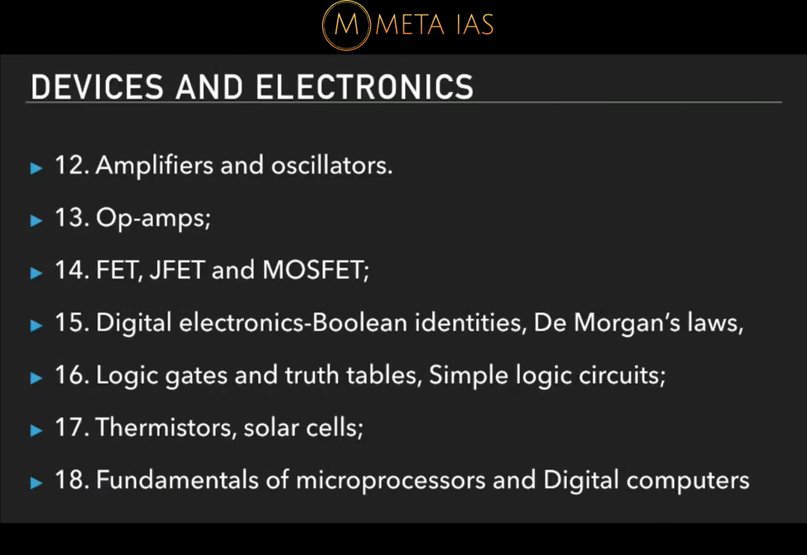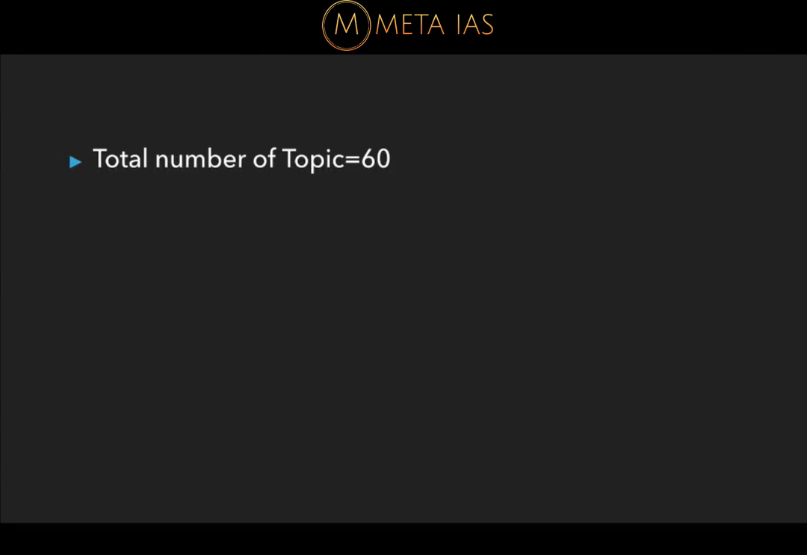The next topic is devices and electronics, with topics such as amplifiers and oscillators, op-amps, FET, JFET and MOSFETs, digital electronics, Boolean identities, De Morgan's law, logic gates and truth tables, simple logic circuits, thermistors, solar cells, fundamentals of microprocessors and digital computers. Total number of topics is 60 in overall Paper 2.